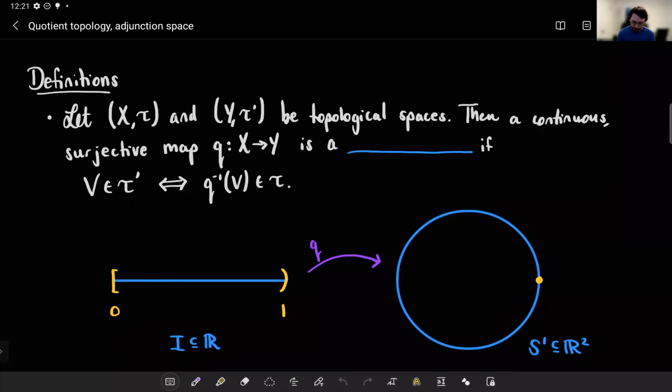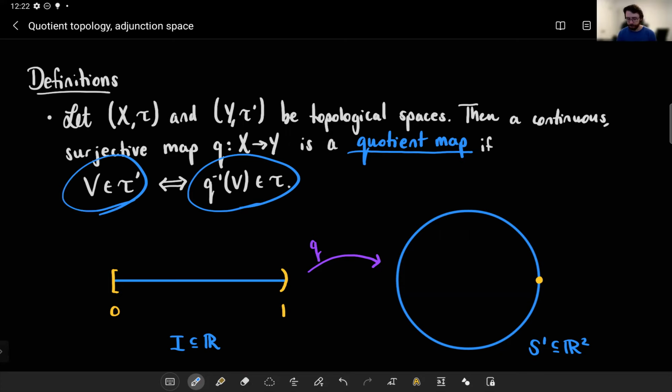So a function, we're calling it Q for quotient, from a topological space X to a topological space Y, is called a quotient map if this if and only if statement here is satisfied. Namely that given any open set in your codomain, its preimage is open in the domain. And vice versa. Given some preimage that's open in X, the set that you were taking the preimage of must be open in Y.